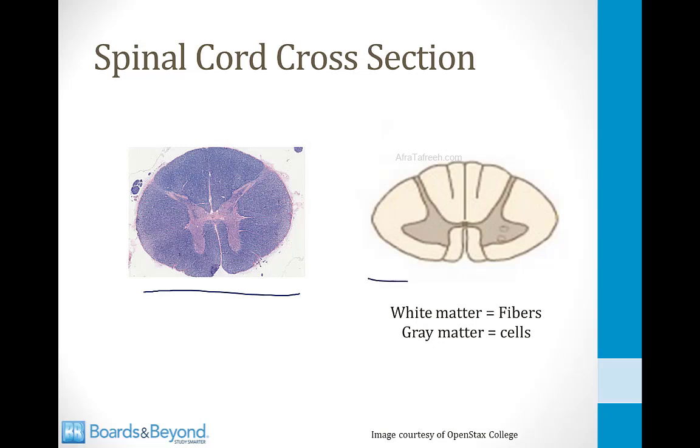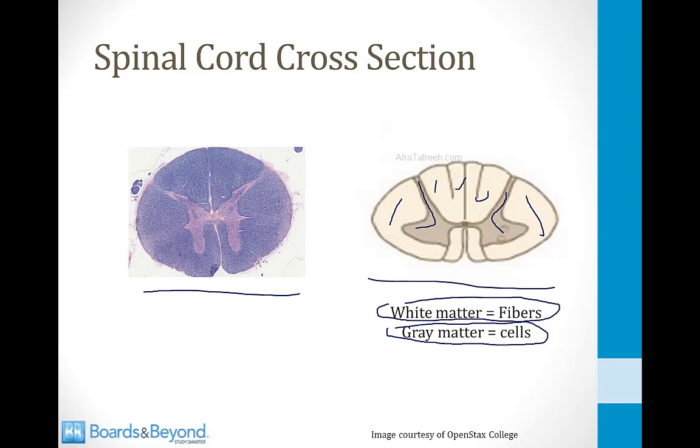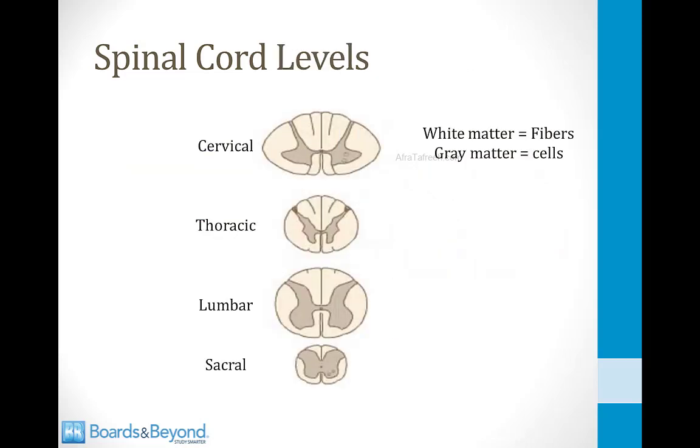Now we often draw it more like this picture over here on the right side of the screen, and we call the butterfly thing in the middle that I'm highlighting here with my pen gray matter, and that's composed of cells. And all the white stuff here that I'm highlighting now are nerve fibers, and we call that the white matter. The gray and white matter have different appearances depending on which section of the cord you're in.